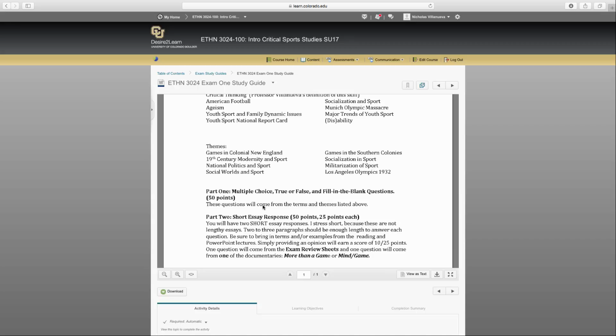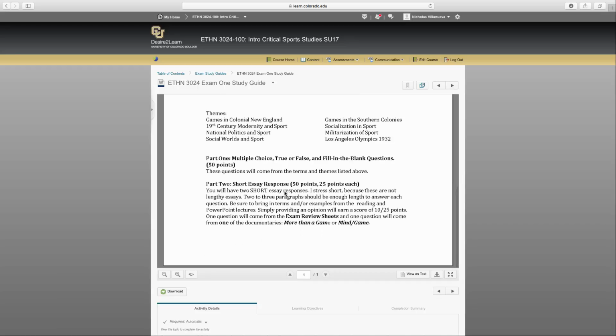The multiple choice and true/false should go rather quickly, and thus I would say don't spend any more than 25, maybe 30 minutes at most on this first part. And the second part is 30 minutes, 15 minutes per question. That should be enough because these are short essay responses, not lengthy essays.